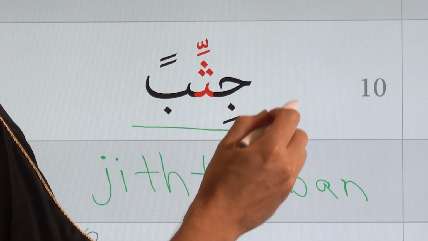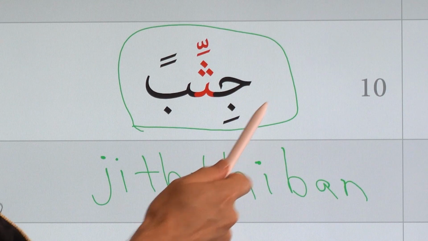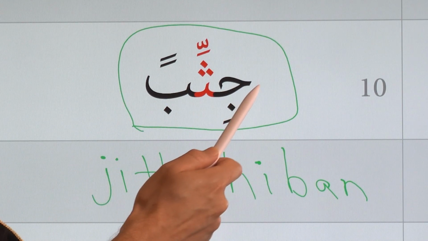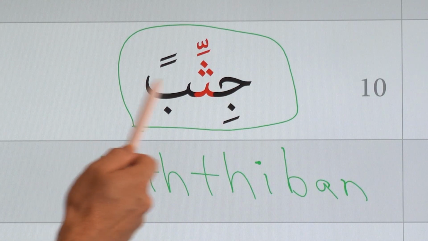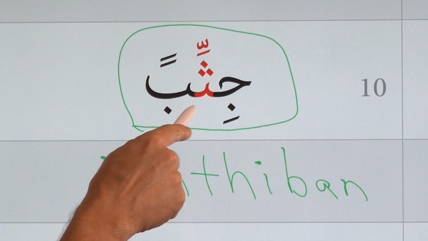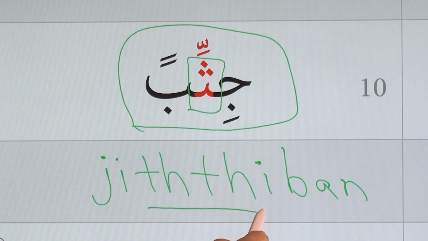So now if we read this entire combination of letters and symbols, we would say Ji, Thi, Ban, Jithiban. Emphasizing what? Emphasizing the letter tha, that th sound.